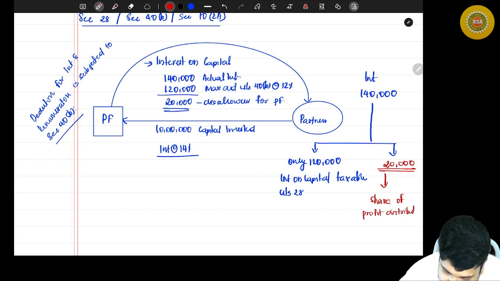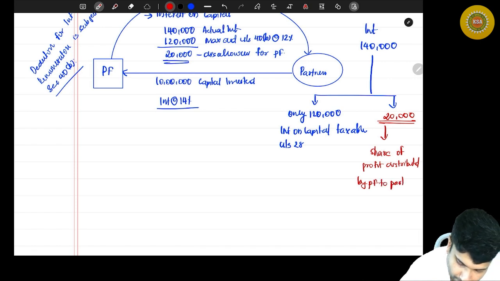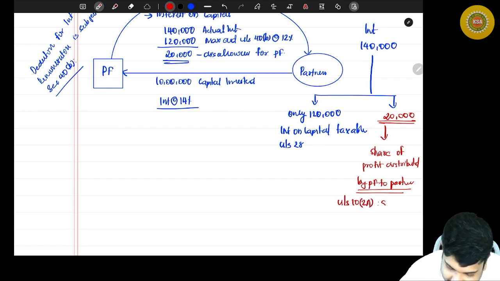To be treated as share of profit distributed by the partnership firm to the partner. Now there is an interesting thing. Under Section 10(2)(a), the share of profit is fully exempted.